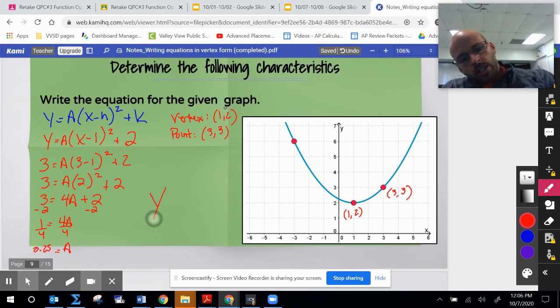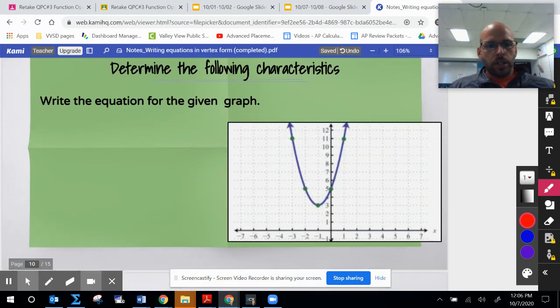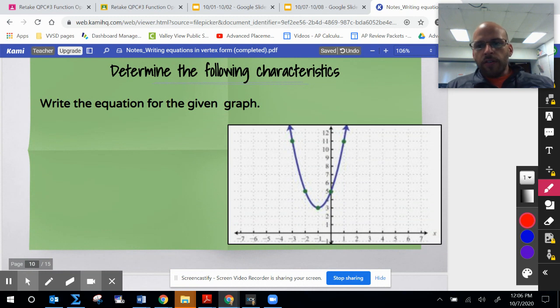So my equation is going to be y equals 0.25 times x minus my vertex, which was 1, squared plus 2. And that is the equation for my quadratic in vertex form. Okay. I have another one. Again, I have a bunch of these. Eventually, they'll start to change a little bit, but I'm going to start, practice makes perfect.